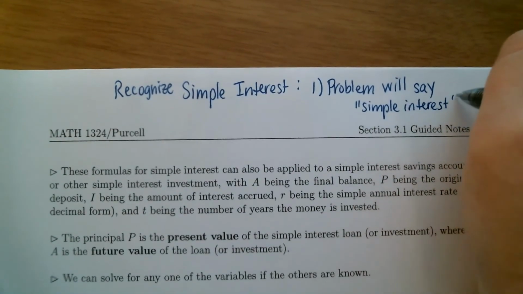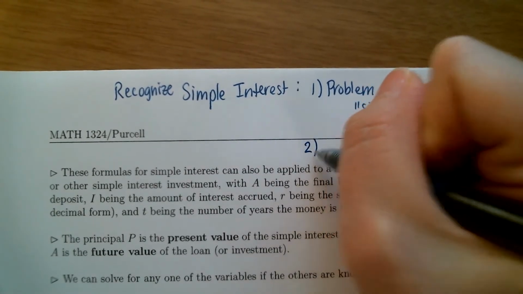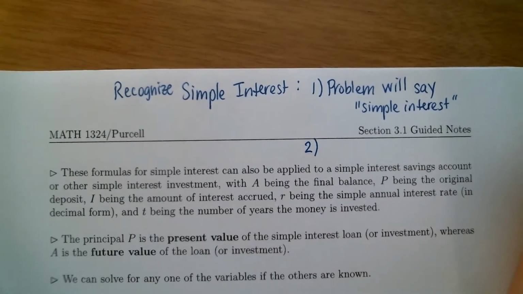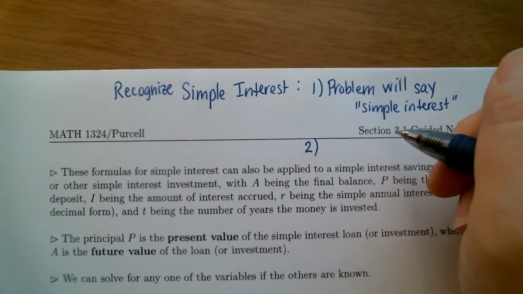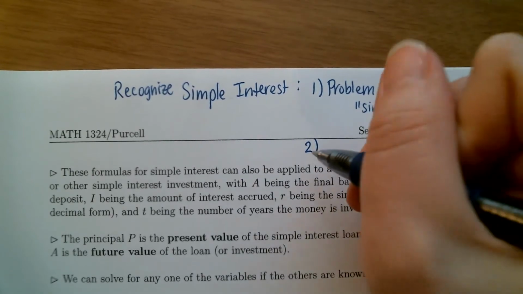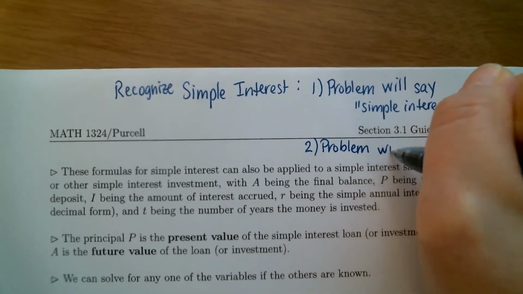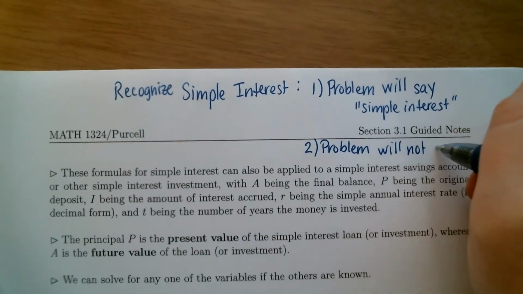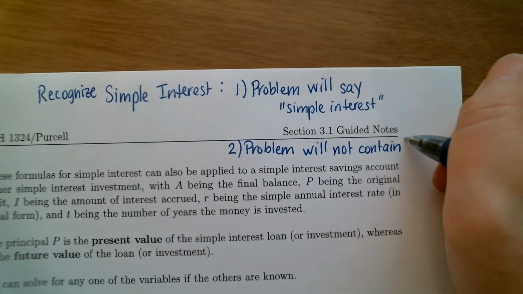Okay, but sometimes that does not happen. You may not see that phrase, so you're going to have to use the alternate way of recognizing the problem as a simple interest problem, and that is the problem will not contain the word compounded.